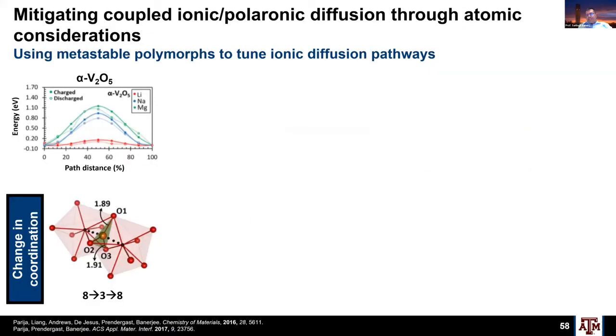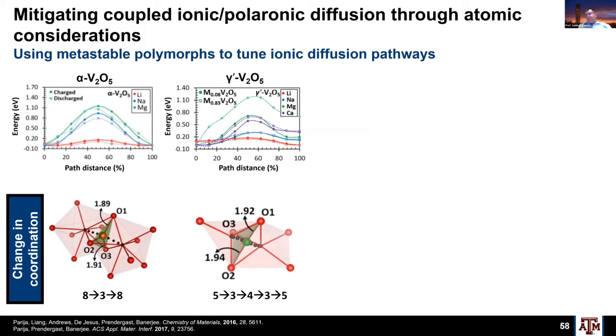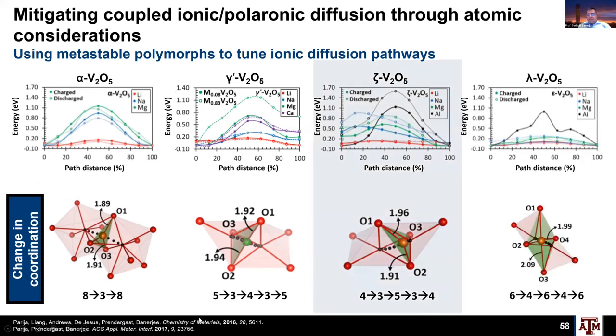So why is this zeta structure so much better than alpha? Now that we have single crystal structures, we can start to answer some questions there. So remember, this was 8 to 3 to 8. This zeta here is 4, 3, 5, 3, 4. So much smaller bond breaking and bond formation. So the changes in local coordination environment are not as drastic in here. And so that gives us the chance to really, the diffusion barriers are much smaller.